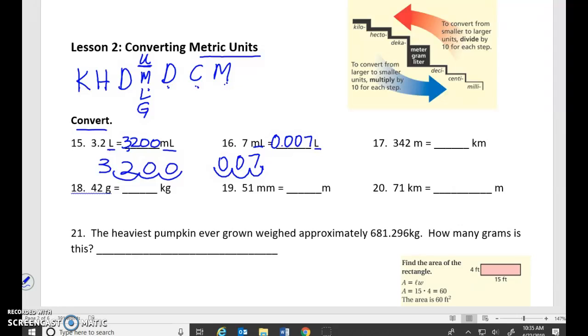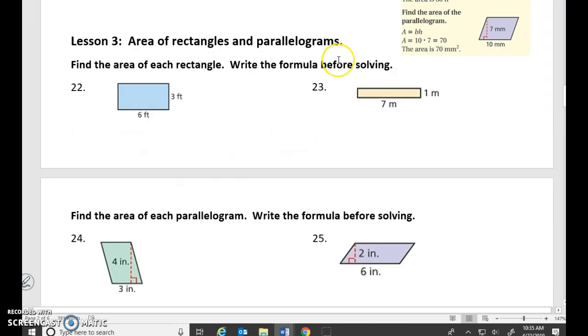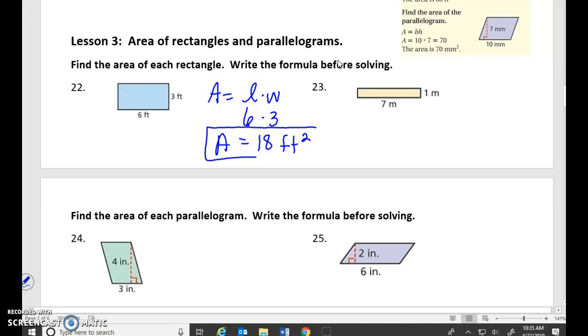All right, let's move on to lesson 3. Okay, on this one they want you to find the area of rectangles and parallelograms. So we're going to start out with rectangles. What's the formula for area of a rectangle? Area equals length times width. What is the length of this rectangle? 6. Width, 3, which equals 18. 18 what? Feet squared.